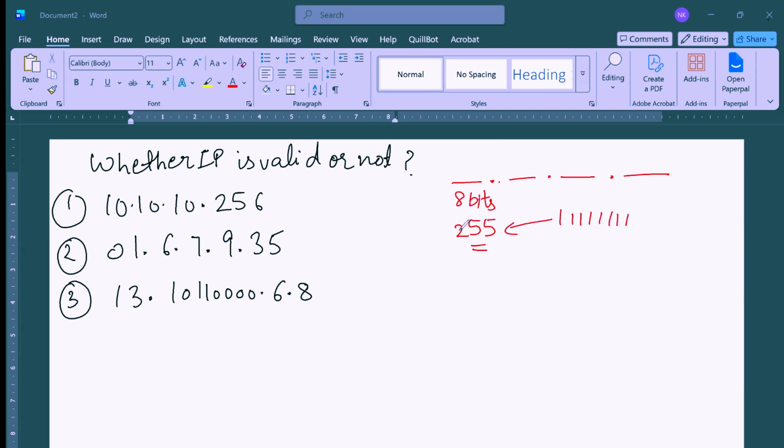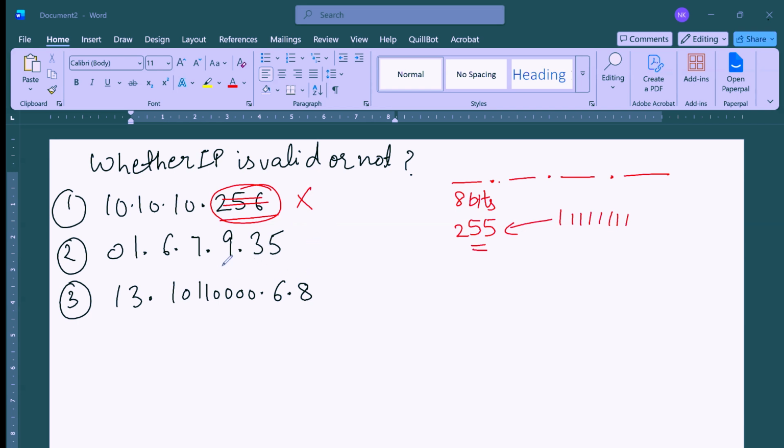So let's see whether these IP addresses which are given to us are valid or not. Let's have a look at the first question. It is 10.10.10.256. Out of all these octets, there is one value in the last octet, 256, which is not a valid value, because there cannot be any octet which has a value more than 255, as there are only 8 bits available to us. So this is not a valid IP address.